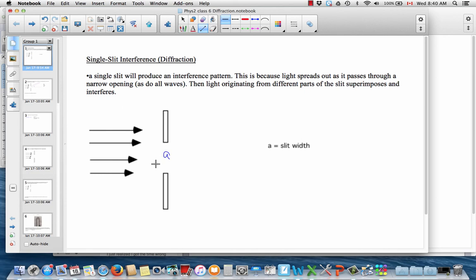Now the reason you'll get interference just with a single slit is as light passes through the slit, it's going to diffract, it's going to bend and spread around, and then light coming from, say, the top part of the slit can interfere with light coming from the bottom of the slit. So really, there's a lot of sources of waves in here. We'll introduce the variable a for the width of the slit.